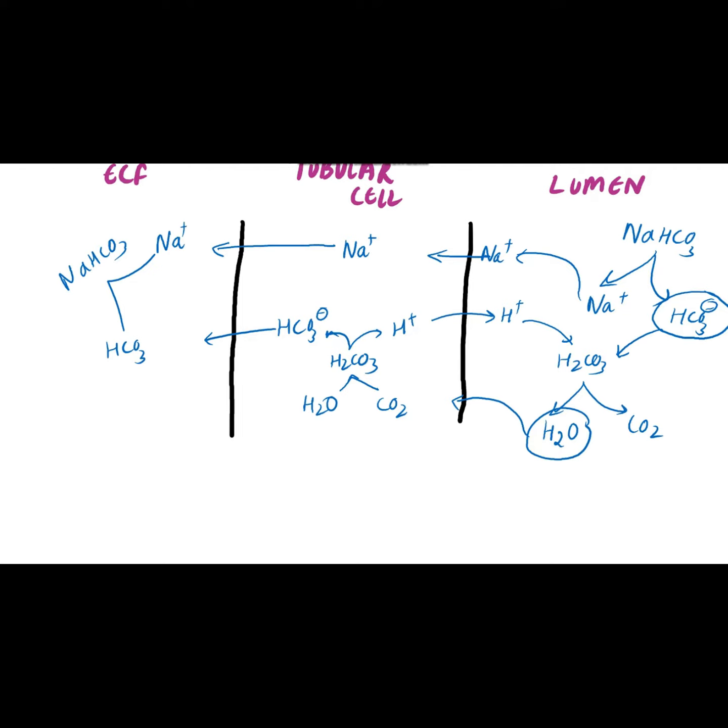Now this H2O and CO2 are reabsorbed into the tubular cell, and here with the help of carbonic anhydrase, carbon dioxide forms H2CO3. Whatever was done in the lumen, the reverse happens here. H2CO3 then becomes HCO3 and H plus. Now H plus again goes out, and the whole cycle repeats. Here again HCO3 minus and Na plus, which is getting reabsorbed, become NaHCO3.